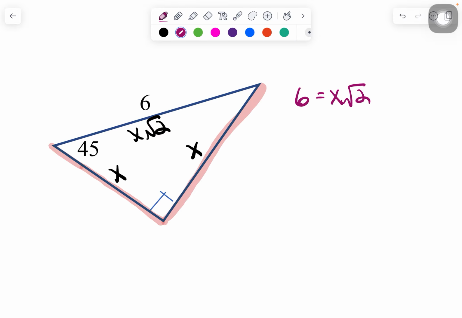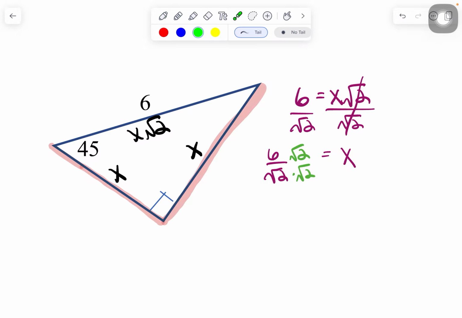I'm going to, of course, divide to solve for x. Divide by root 2, divide by root 2. And unfortunately, I am not a huge fan of 6 over root 2 as an answer. I want to do what's called rationalizing this. So to rationalize, we're going to multiply by whatever root I have in the denominator, in this case, a root 2. I'm going to multiply it times itself.